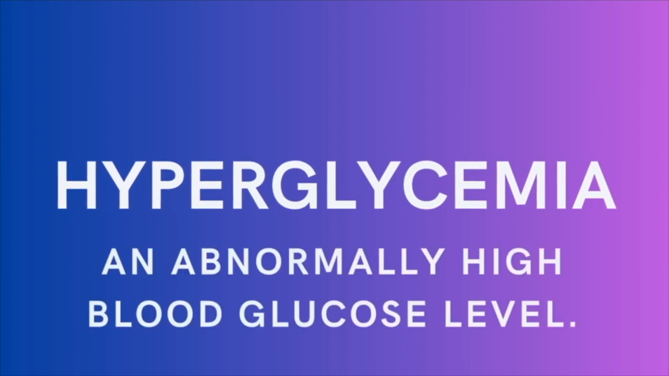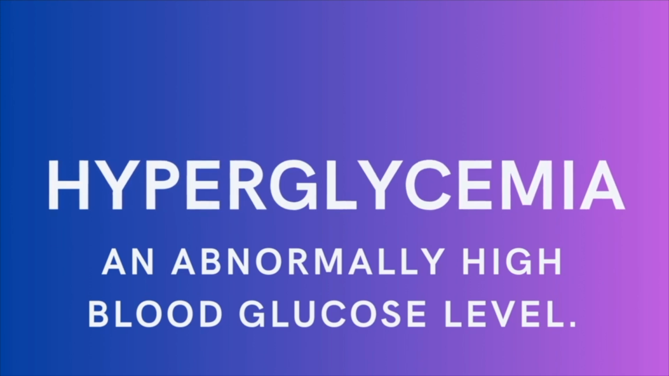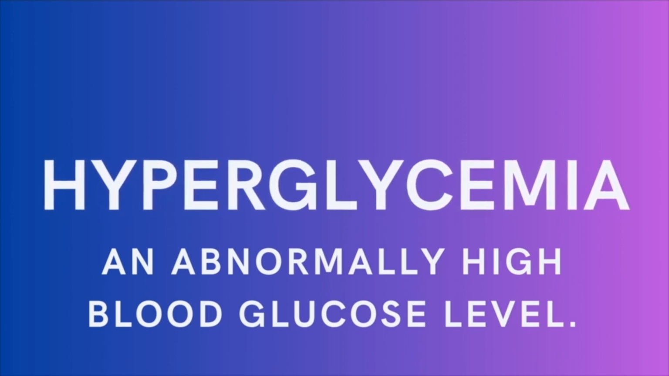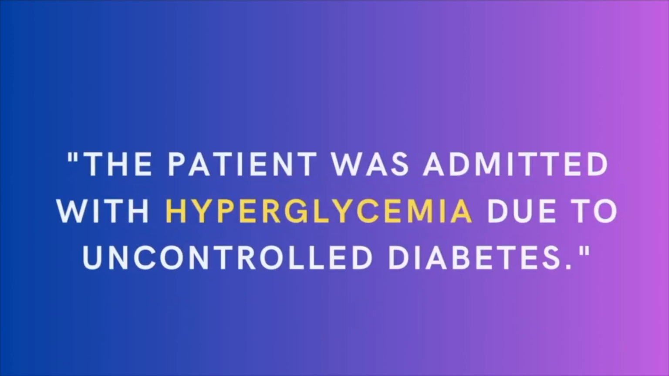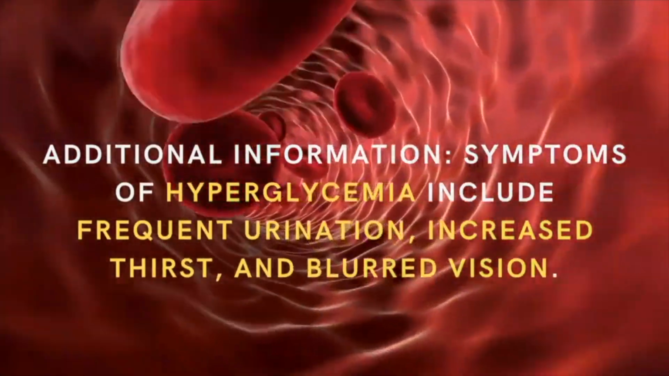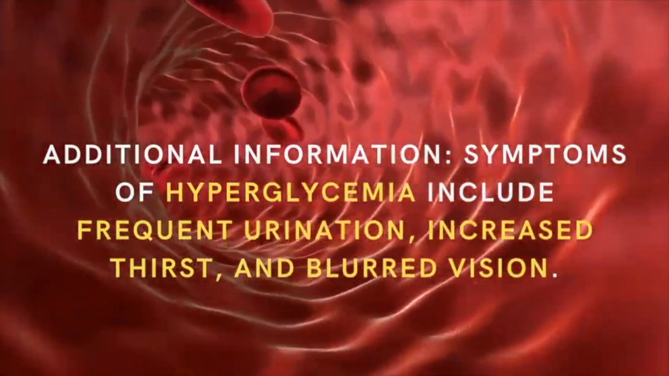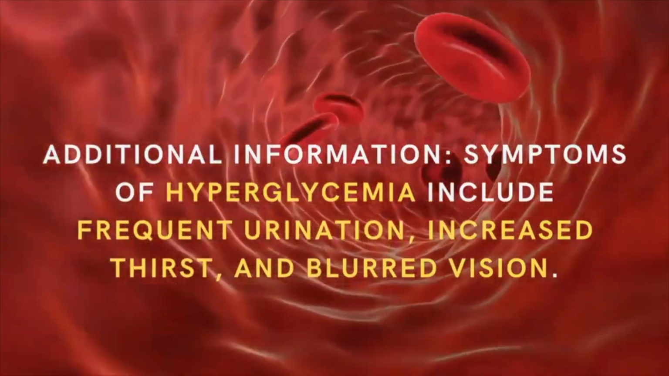Let's move on to hypoglycemia. Hypoglycemia is an abnormally high blood glucose level. The patient was admitted with hypoglycemia due to uncontrolled diabetes. Symptoms of hypoglycemia include frequent urination, increased thirst, and blurred vision.